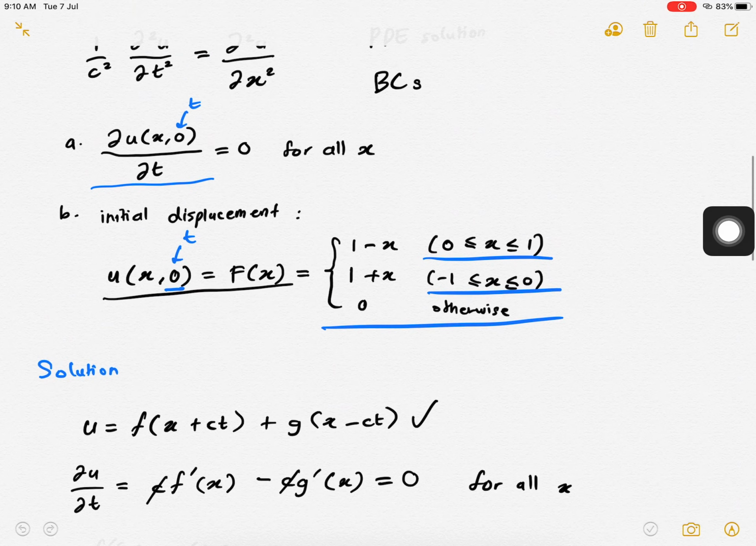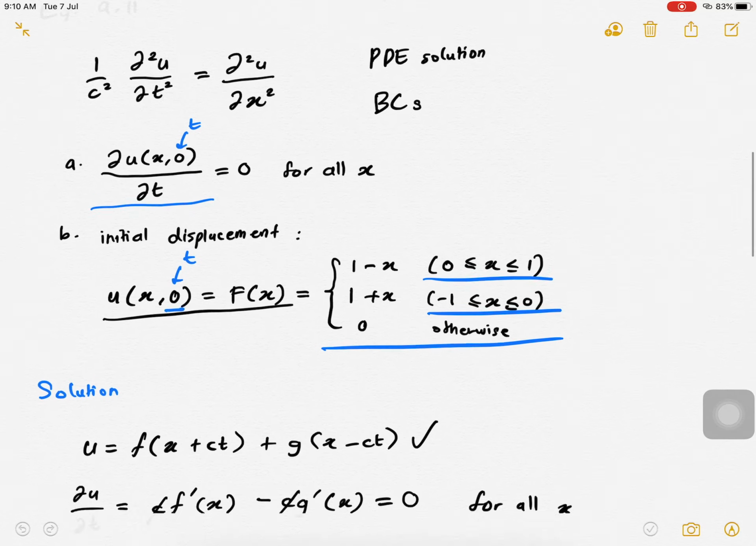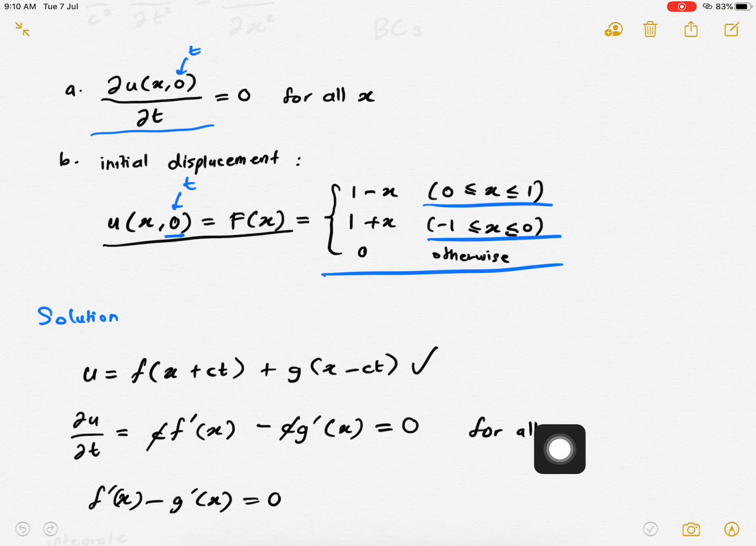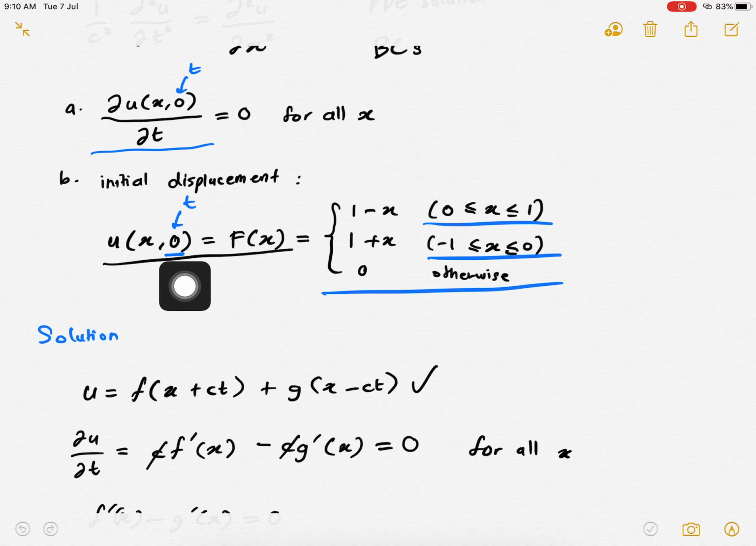In PDE solutions, we put down the formula, and after that we quickly consider the boundary conditions. So we consider the first boundary condition, where the initial speed is 0 for any value of x. Now we just need to differentiate this with respect to t to get the velocity. This is the vertical velocity.